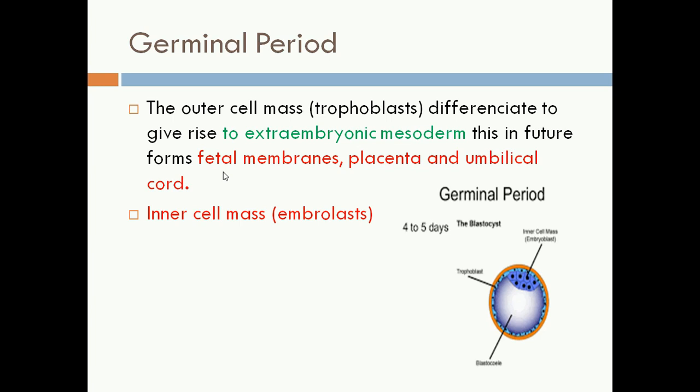So the outer cell mass, which is called the trophoblastic layer, undergoes division into an outer layer and an inner layer. The outer layer is called the extraembryonic mesoderm, and the second layer will be the intraembryonic mesoderm. The intraembryonic mesoderm will be concerned with the formation of certain structures, while the extraembryonic mesoderm is mainly responsible for the formation of placenta, fetal membranes, and umbilical cord.